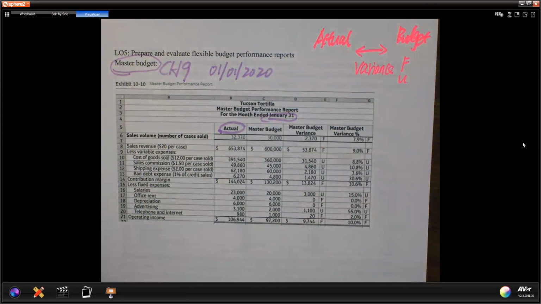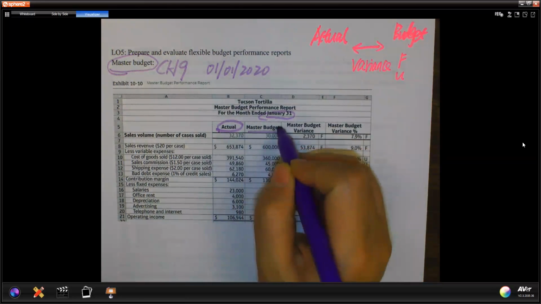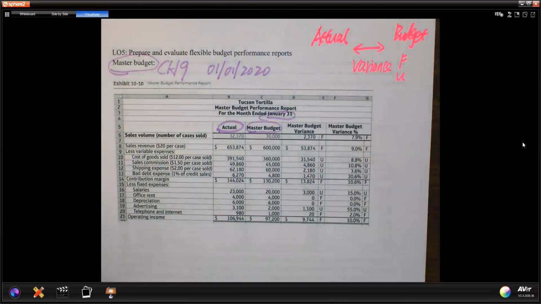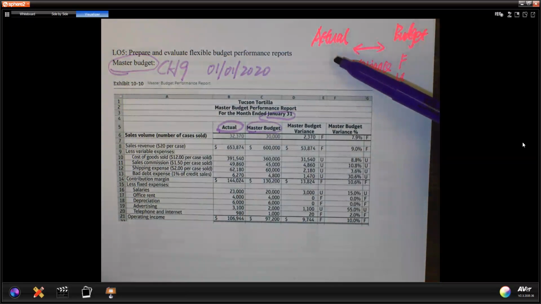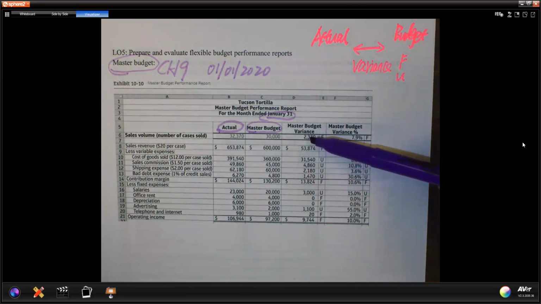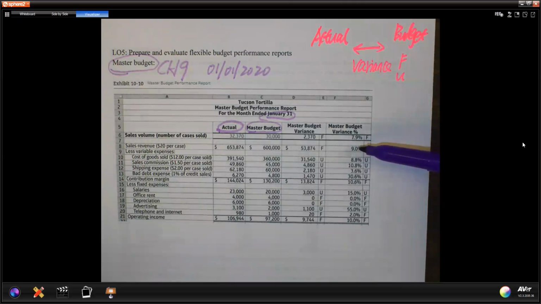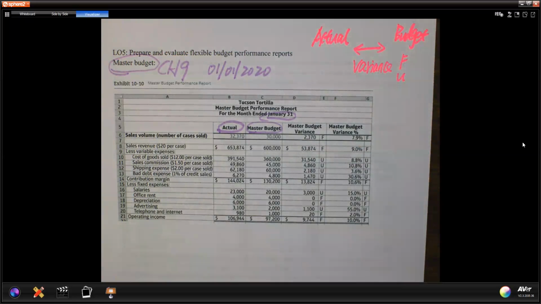And then you will also have the master budget. As I say, you put your actual first. You put your budget second. And then the variance, we call it a master budget variance. We can also do it as a percentage, but I don't really think I will test you. You can convert your variance to a percentage: you just use the variance divided by your number, you get a percentage. So we focus on column B, column C, and column D.